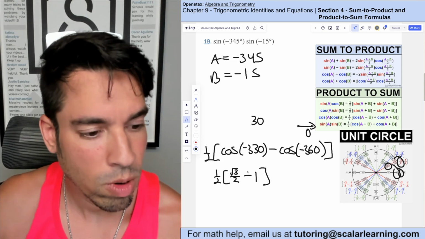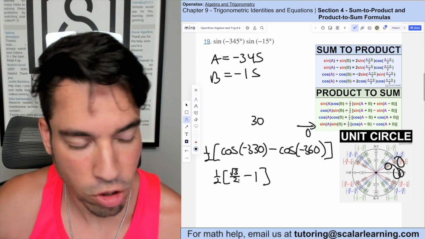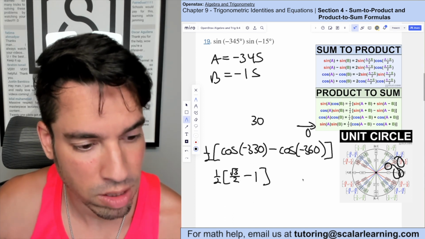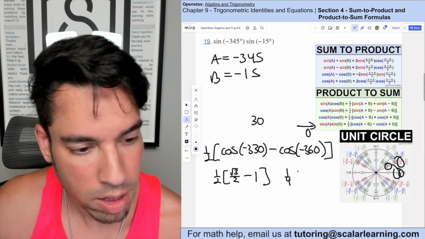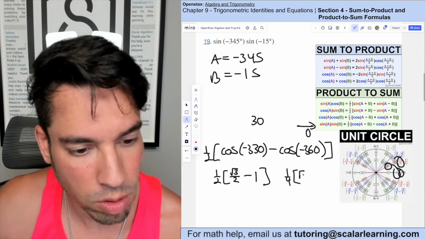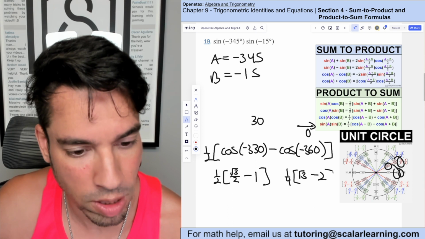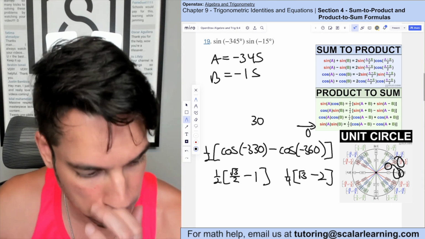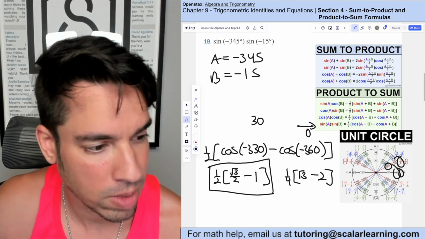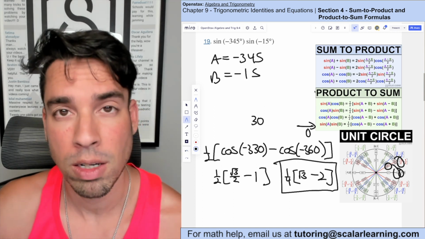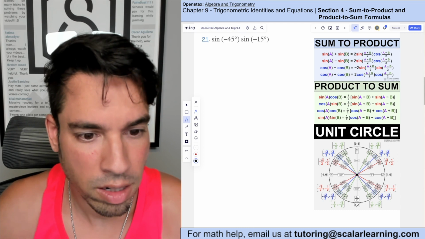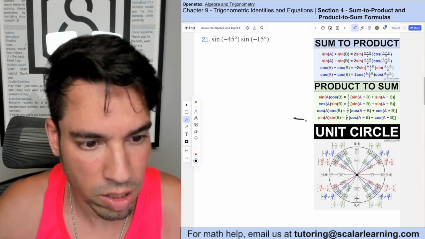And then if we factor out a 1/2 from here and here and bring it outside, 1/2 times 1/2 is 1/4, times radical 3 minus 2. Now, this is how they have it in the back of the book. This, by the way, is the same thing. It's also equivalent, but we can say this will be our final answer. Boom, done.